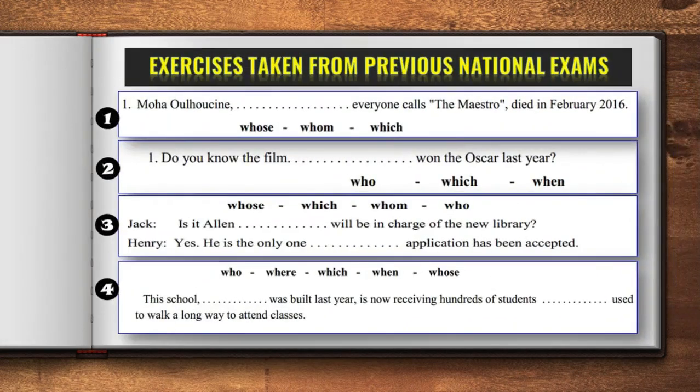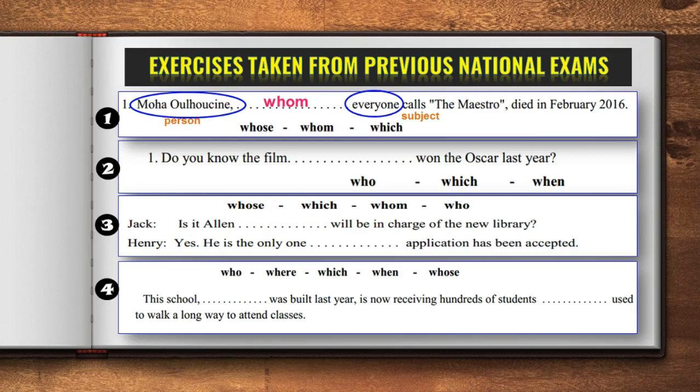In this exercise too, it is taken from the national exam. So we've got in number 1 here, we've got Mohammed Hussein, whose, whom, which everyone calls the maestro, died in February 2016. So which one are we going to use here? We've got actually a subject here, and here we've got a person.